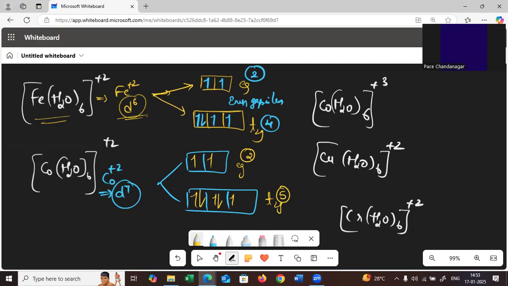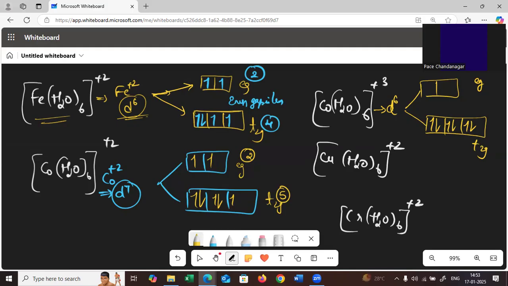Cobalt with +3 will be d6, right? Cobalt +2 is d7, and cobalt with +3 will be d6. In d6 you will go like this. I have to fill up 6 electrons. So here the gap is more, between Eg and T2g. 1, 2, 3. The gap is more, so therefore 4, 5, 6. 6 electrons filled up here only. And this is diamagnetic in nature, no unpaired electrons at all, right?